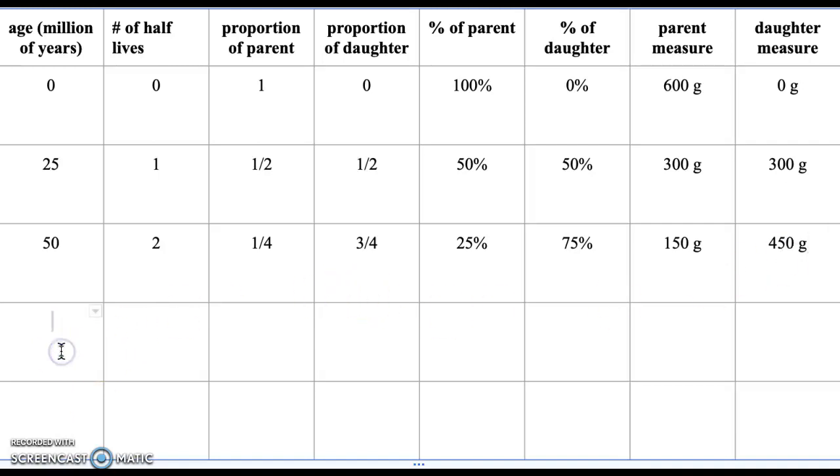And then for the next row, this will be 75 million years. The number of half-lives is 3. This is 1/8. This is 7/8. This is 12.5%. This is 87.5%.